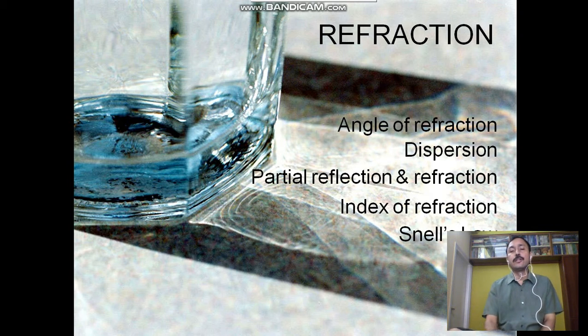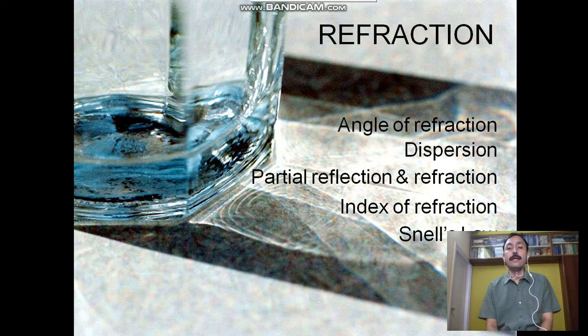Now, come to the definition of the refraction of light. Partial reflection and refraction at the boundary of two different media. In a transparent medium, light travels in a straight line path, but when a ray of light traveling in one transparent medium strikes obliquely at the surface of another transparent medium, a part of light goes back to the same medium, obeying the laws of reflection, and it is called reflected light.